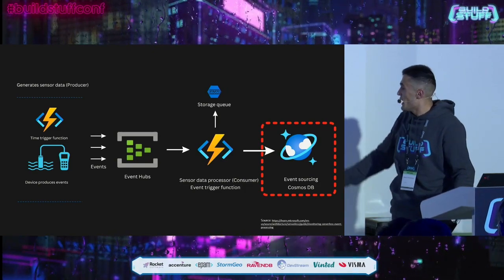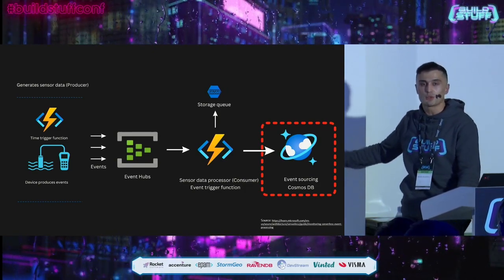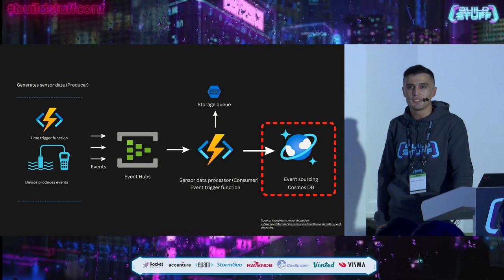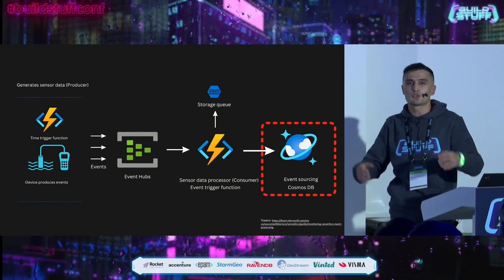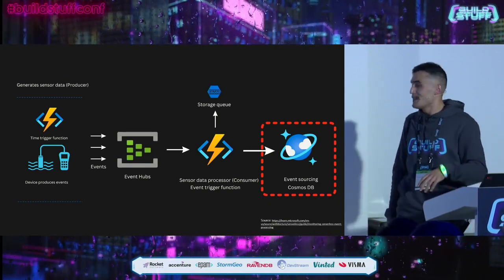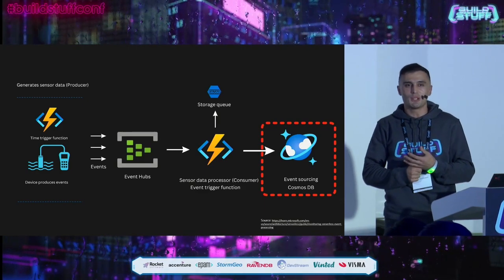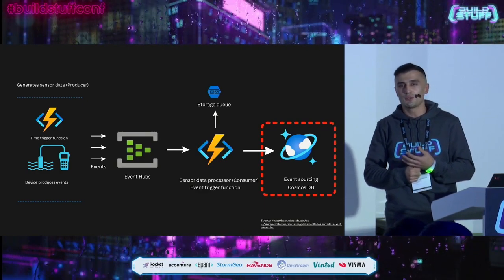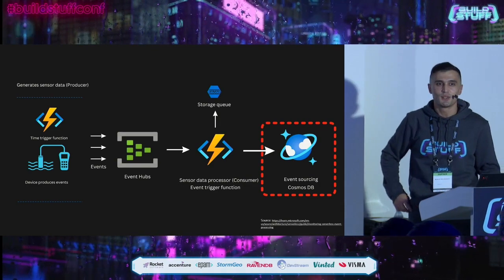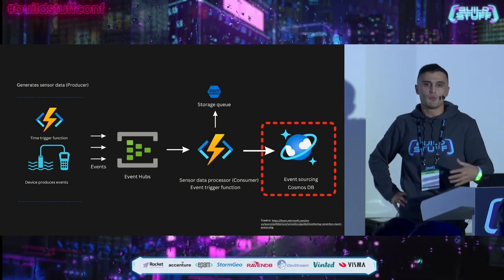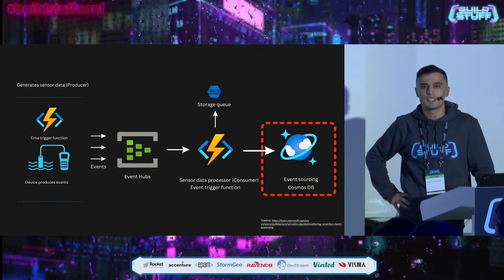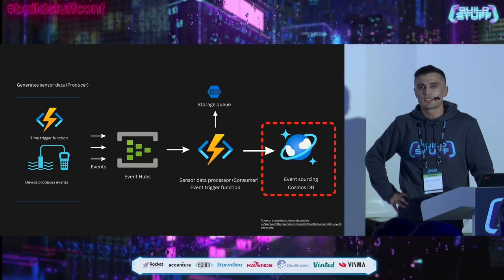So, and why Cosmos DB? Why not use a relational database? Maybe here a question to the audience: why do we use NoSQL for stream processing instead of SQL? You know why? Maybe many of us prefer to use NoSQL databases, unstructured data.